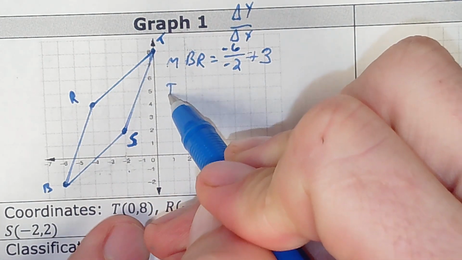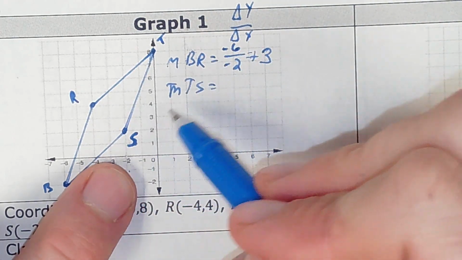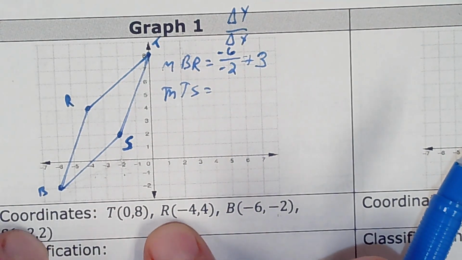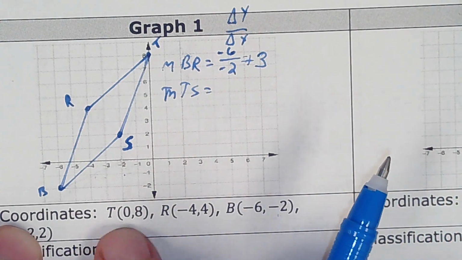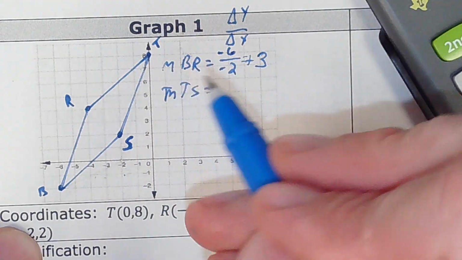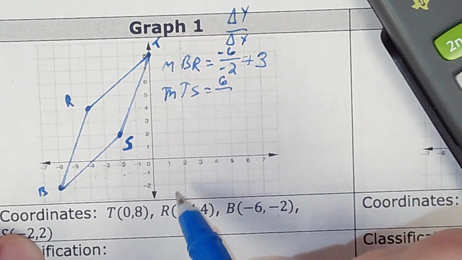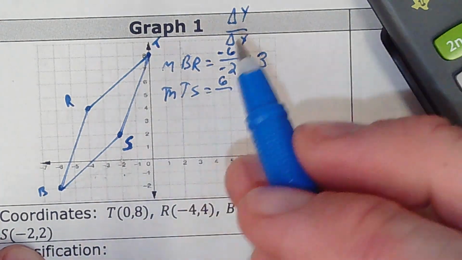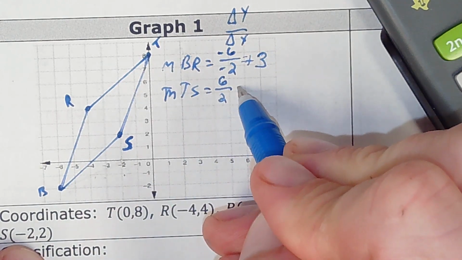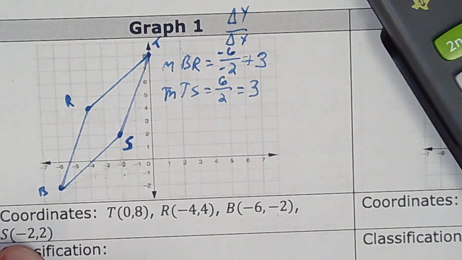Okay, how about TS? The slope of TS equals my change in y. I could start at T and it would end up the same, but let's start at S to make sure I do it the same. 8 minus 2 is 6. It's positive, right? And then 0 minus -2 is 2, right? So it's going to be equal to 3. So my slope is also positive 3.